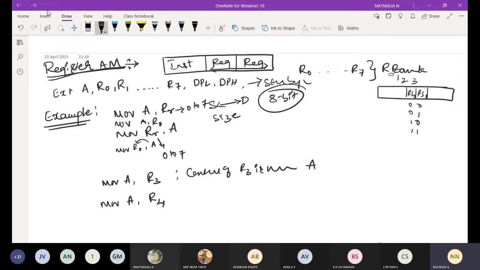Then next, I can change this: ADD A, R4. Add the register contents to the accumulator. That means A plus R4, and the data will be stored in the accumulator. This is the comment for this instruction. Whatever data is in the accumulator and whatever data is in R4, we are going to add both, then store the result in the accumulator.